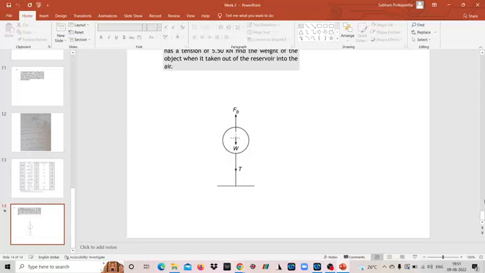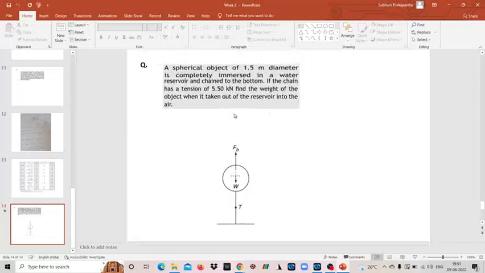I have not included a solution of this problem, but I want all of you to solve this problem and tell me what is the answer. Please solve this problem. So what will be the equilibrium equation for this? FB will be equal to W plus T, right? Yes, sir. You have all the data given to you in this particular problem, so please calculate the value of the weight W and tell me.